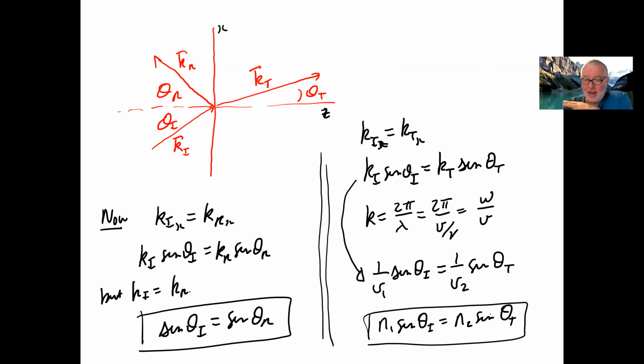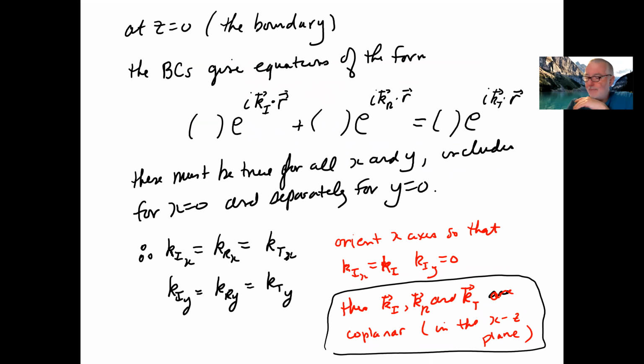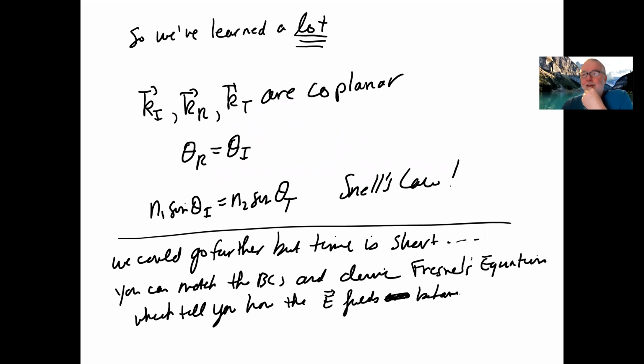And again, we're getting all of that just from this relationship having to be true. So we've learned a lot. We've learned that ki, k reflected, and k transmitted are coplanar. The angle of reflection equals the angle of incidence, and Snell's law. So I think that's pretty amazing. We could go further, but time is short, okay?